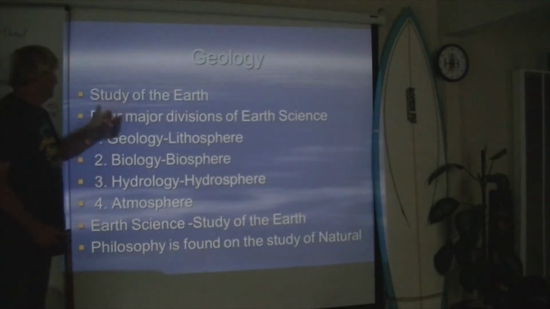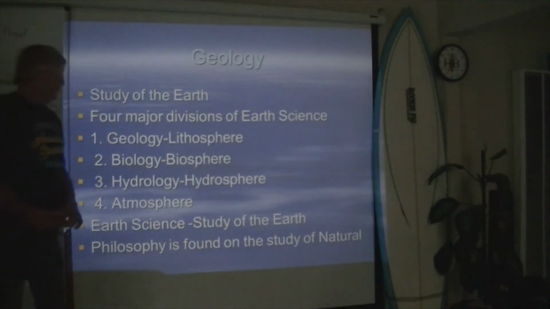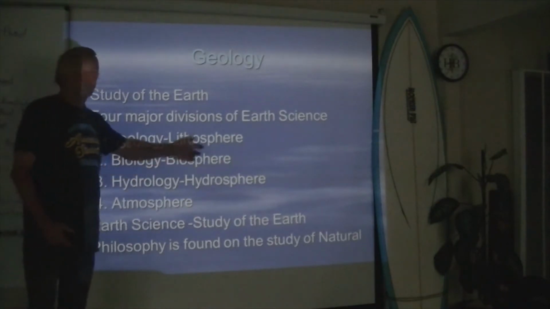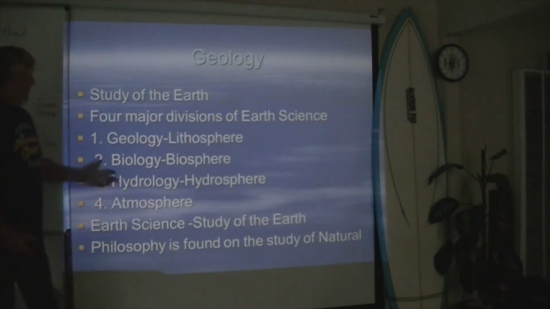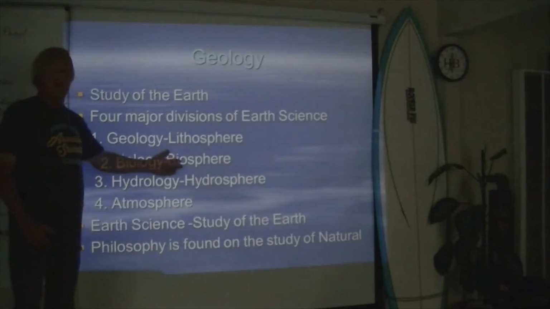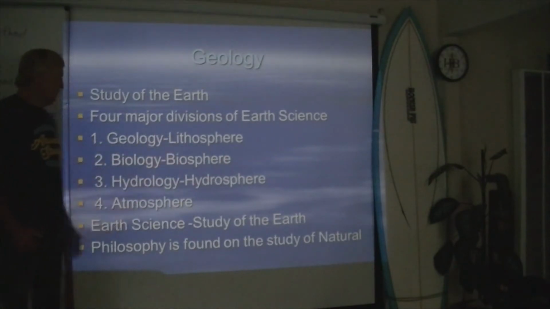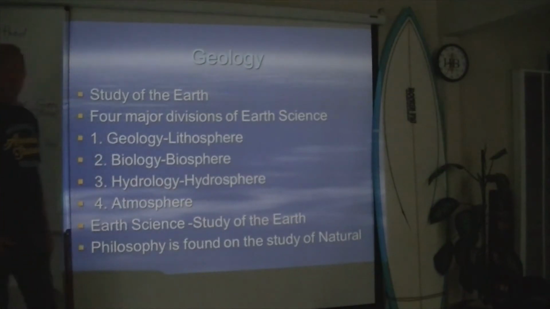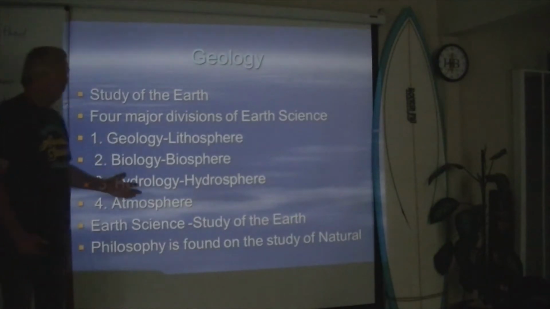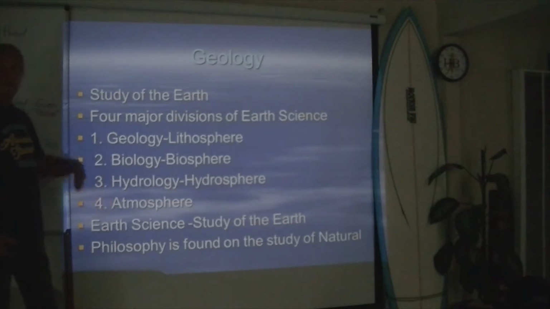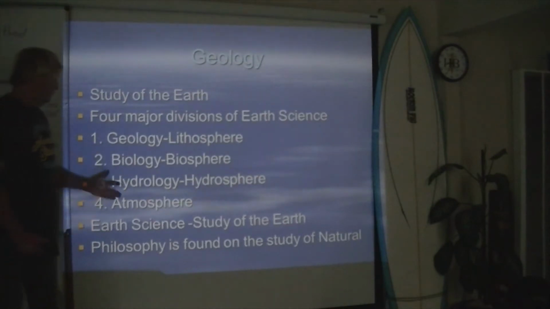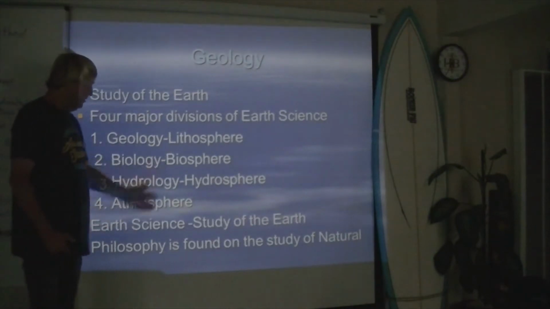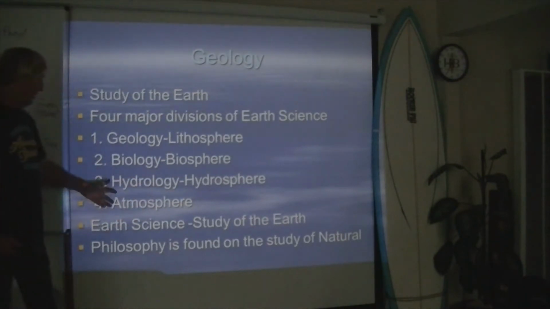So geology is the study of the Earth. The four major divisions of Earth science are geology, which is probably the most important one. It studies the lithosphere, which means the rock. Biology studies the biosphere. This is all the plants, the animals, the interactions. Hydrosphere, or hydrology, deals with atmospheric conditions, water, groundwater, travel time of water, surface water, streams, anything that has to do with water basically. And atmosphere is kind of a little mixture of hydrosphere and the atmosphere.